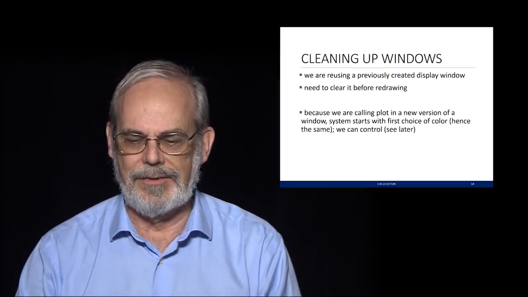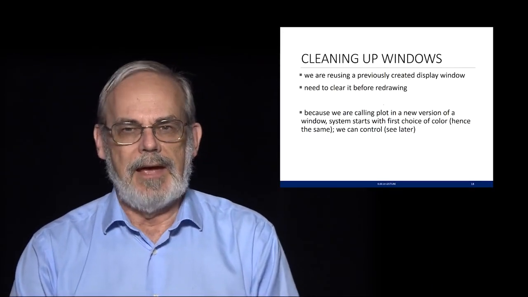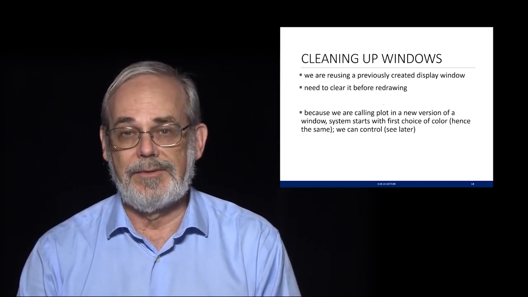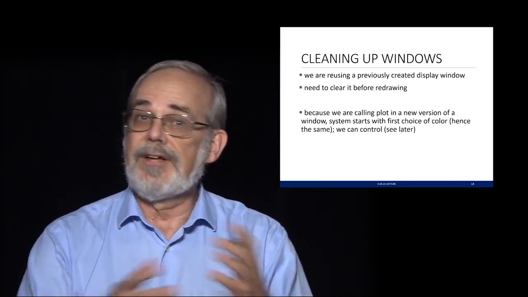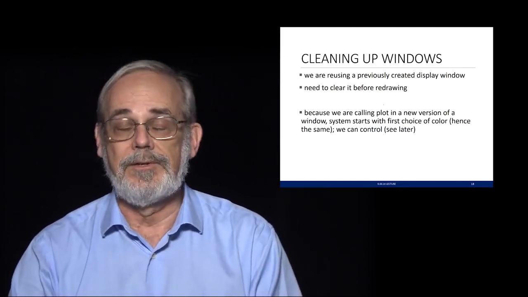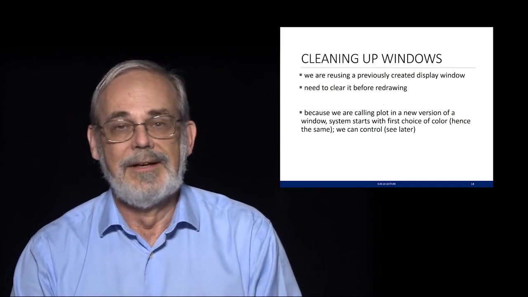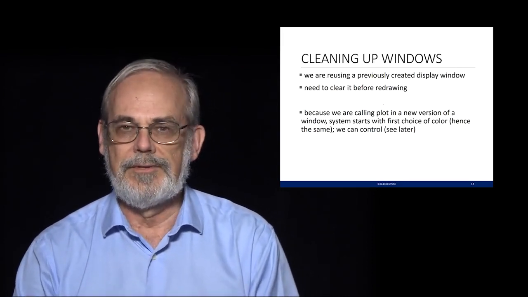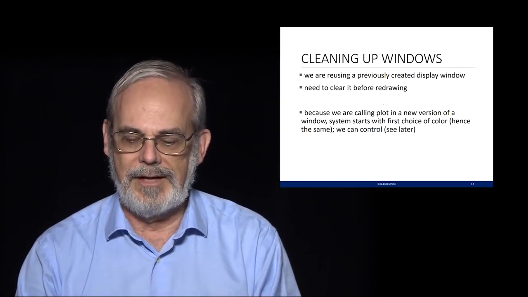So let's answer both of those. The answer to the first question is, we're reusing a previously created window. I had done earlier calls where I'd created those windows with those names and I'd done things in them, including putting labels on the axes. So if I want to really be clean, I should clear the window before redrawing in it. And I'll show you how to do that in a second.